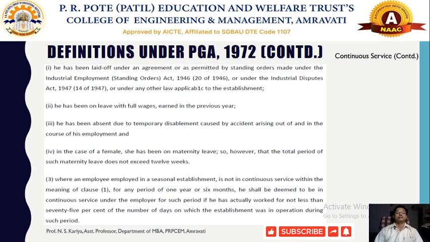Now, an employee employed in a seasonal establishment is not in continuous service within the meaning of clause 1 for any period of 1 year or 6 months. There is a criterion: for a period of 1 year or 6 months, he shall be deemed to be in continuous service under the employer if he has actually worked for not less than 75% of the number of days on which the establishment was in operation during such period.